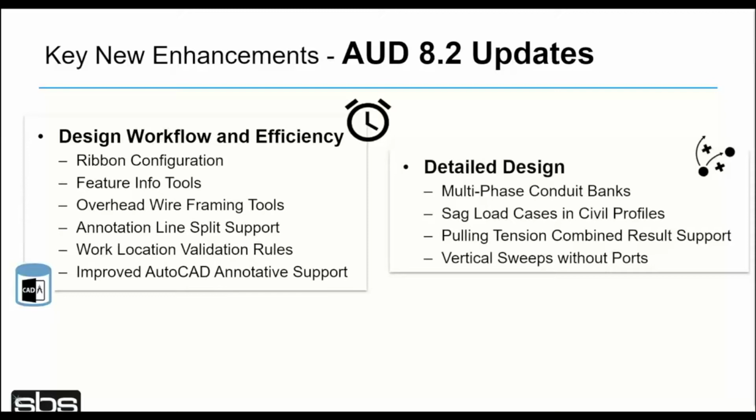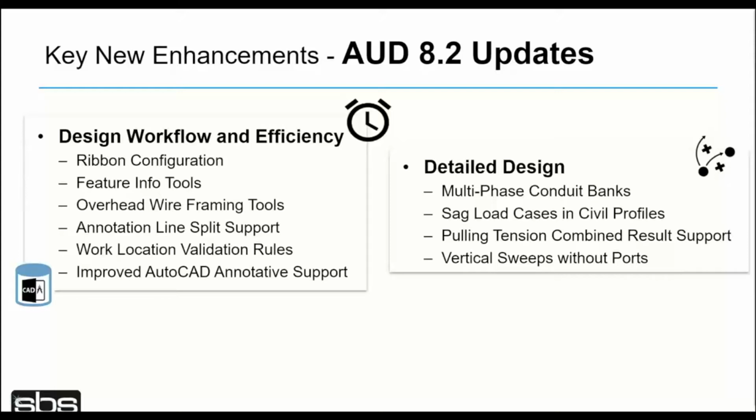So in terms of more detailed design capabilities, we have in the 8.2 updates support for modeling multi-phase conduit banks. This is pretty interesting and also relates to how things might get modeled in the GIS system. So we're better supporting the ability to both model the conduits physically while still retaining the 3-phase conductor tracking of those conductors that might be in separate conduits.